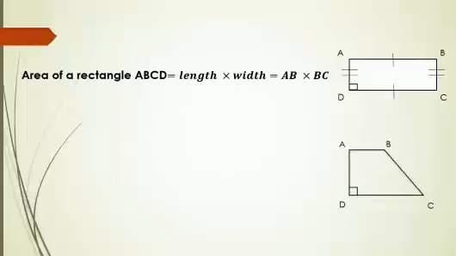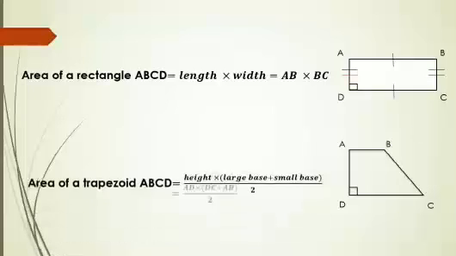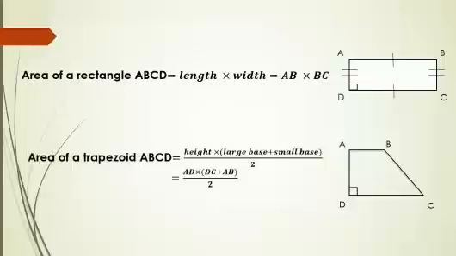Area of a trapezoid ABCD. In a trapezoid, we have a large base DC and a small base AB. The area of this trapezoid is equal to height times the sum of the bases, the small base and the large base, over 2. It is equal to AD times DC plus AB over 2.